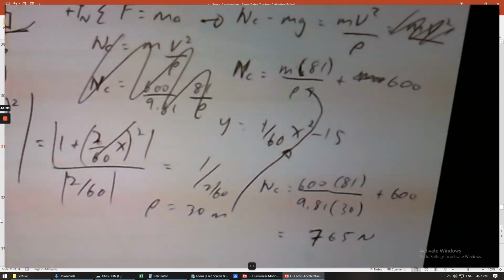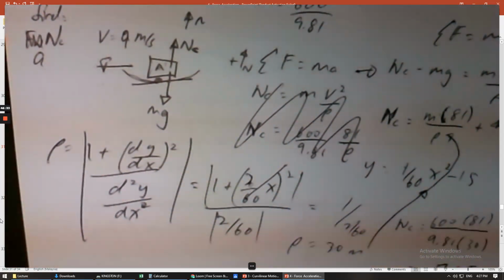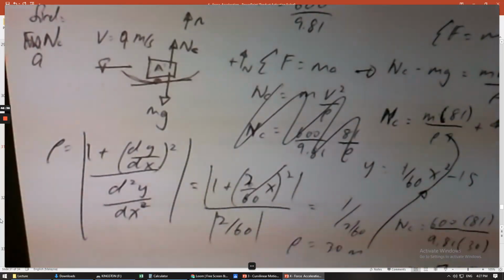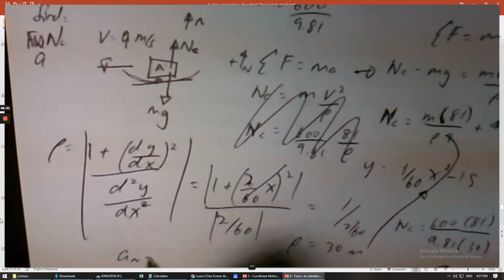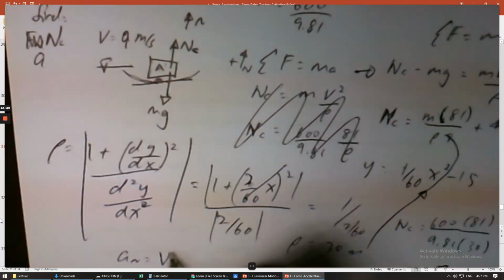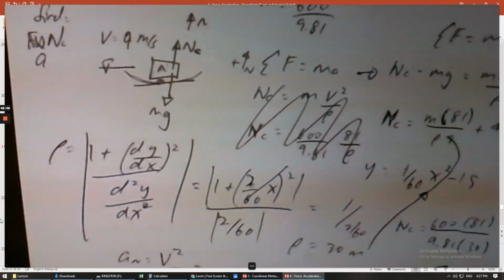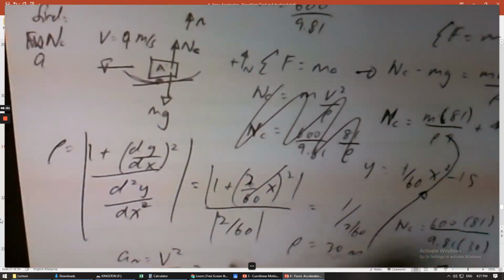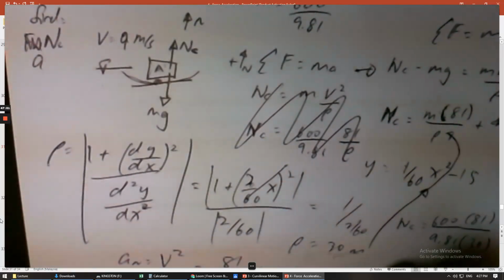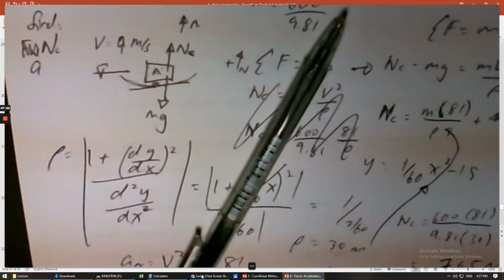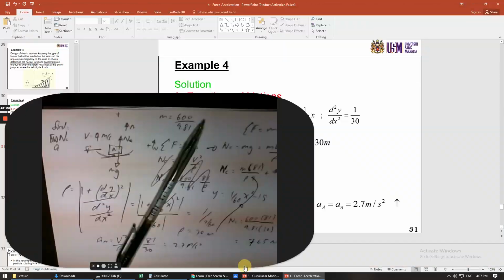Okay, and then we need to find a, the acceleration. So there's no acceleration in the tangent direction, but there's acceleration going up. In this case, an is the only acceleration, which is v squared divided by rho. So rho is 30 meters. So 81 divided by 30 meters is 2.7 meter per second squared.